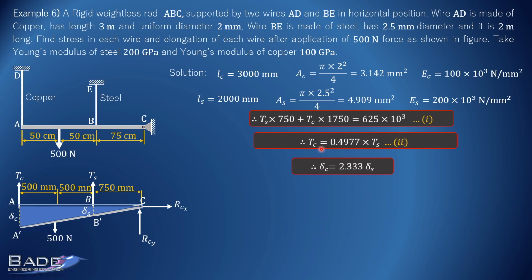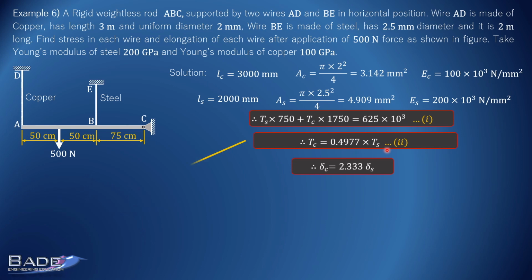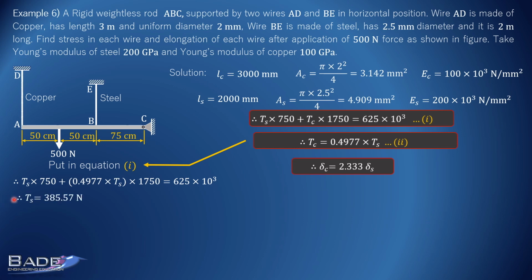Substitute Tc as 0.4977 Ts in equation 1, and you will get Ts. So this is Ts, the tension in steel we have found out. Put Ts in equation 2, you will get Tc also. So this is tension in copper wire. Really speaking, when you write these two equations, you have nearly solved the problem. Now just complete all calculations.